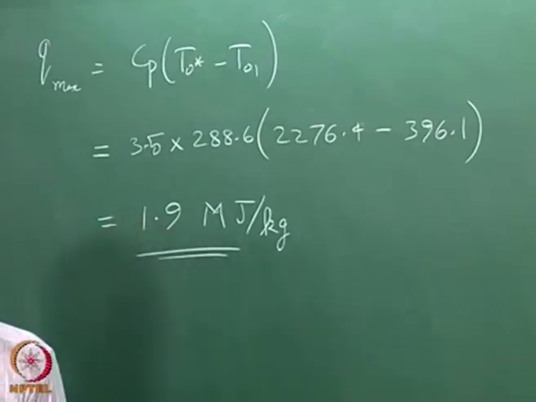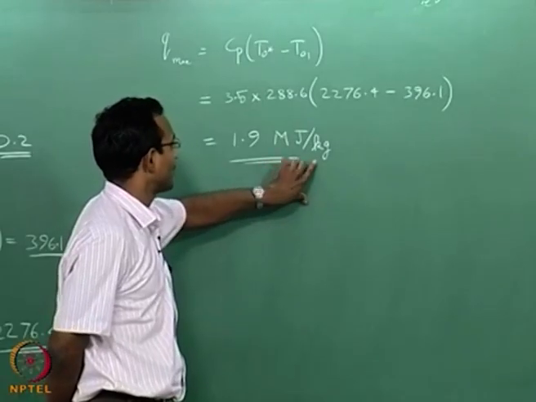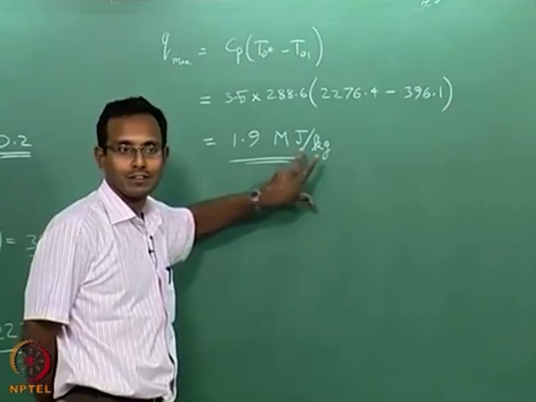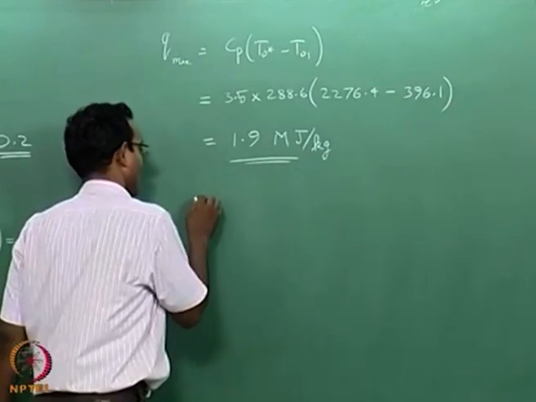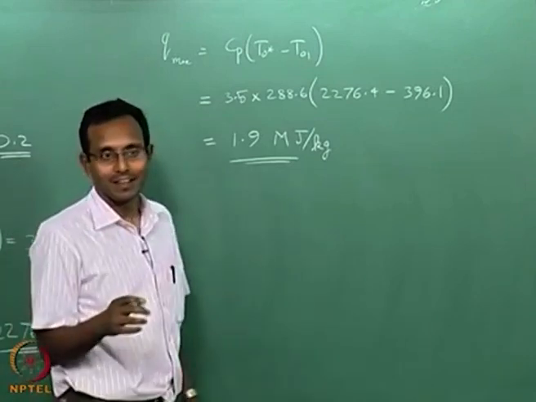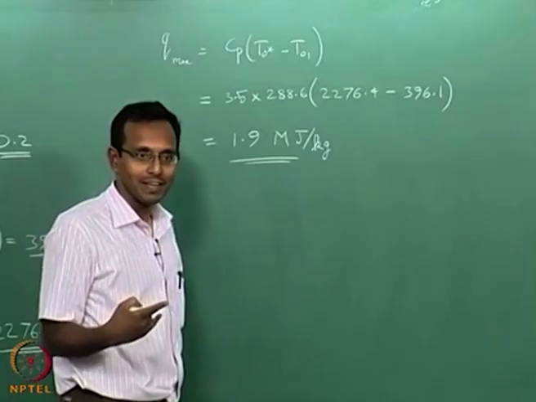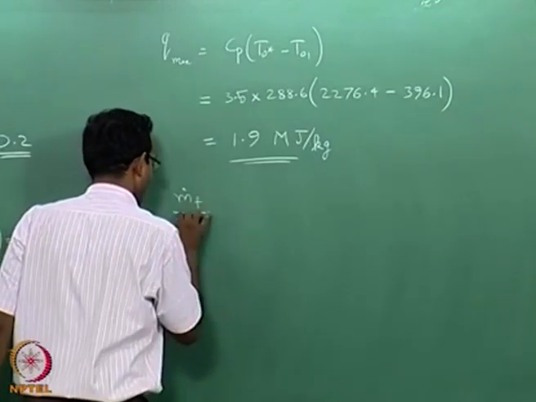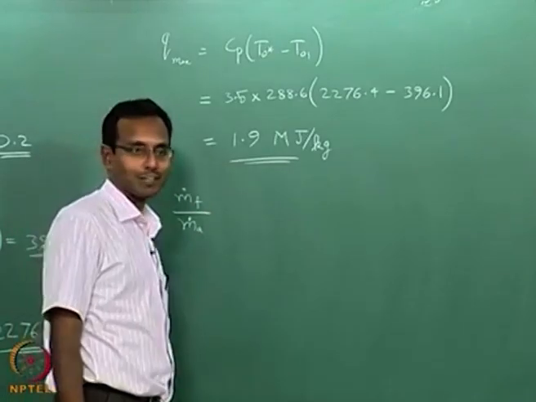Okay. Once I know this, I need to find how much mass of fuel will give me this much heat. But there is one problem. What is this megajoules per kilogram? What is this kilogram? Weight of what? This is weight of air. So now I want to find how much fuel can I add. I cannot find the fuel unless I find the air. So what I can really find is m dot fuel by m dot air. This is all I can find really if I think about it.